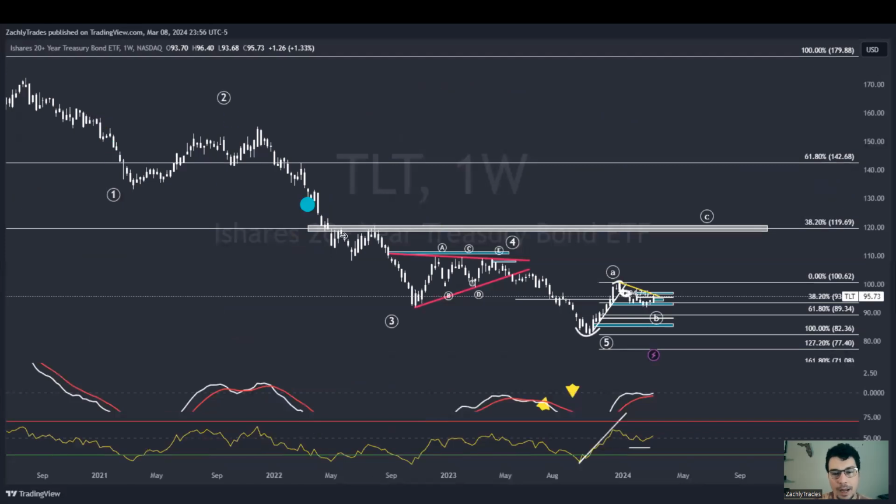Now, when you zoom out, okay, and we look at the big picture of things, I do think TLT has the potential to head up to that $120 area. Market tends to move in 3-wave or 5-wave structures, and we completed a 5-wave structure to the downside.